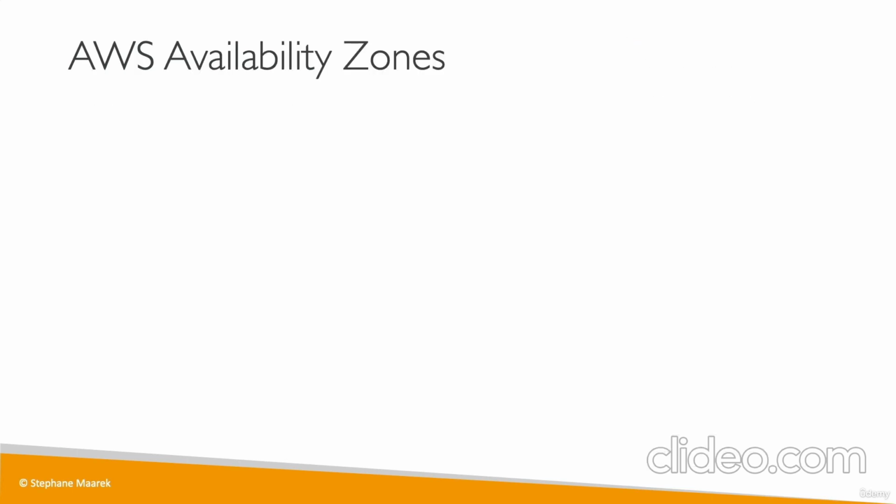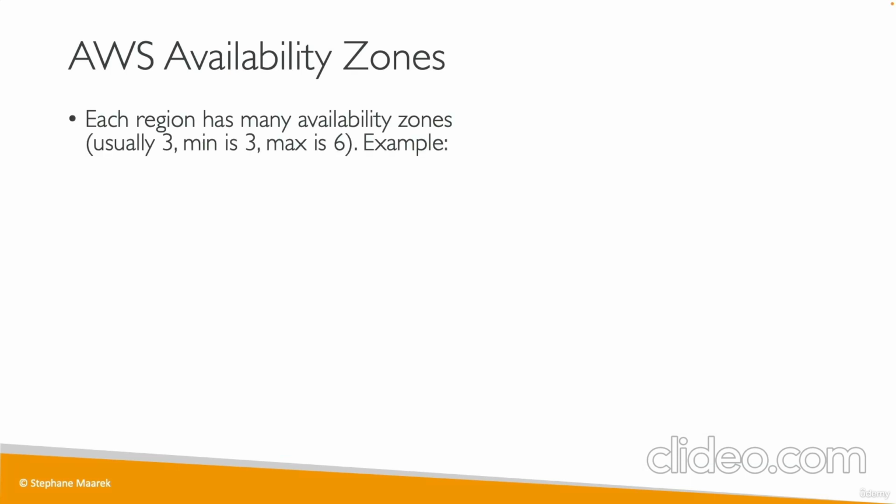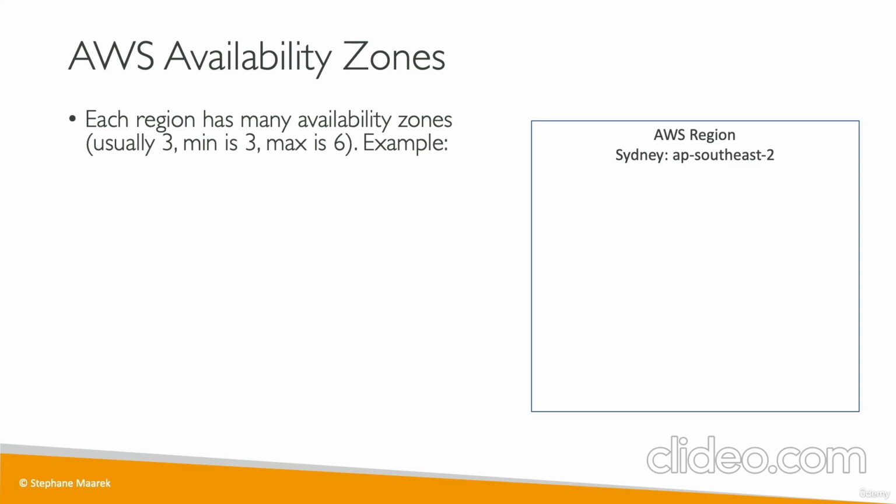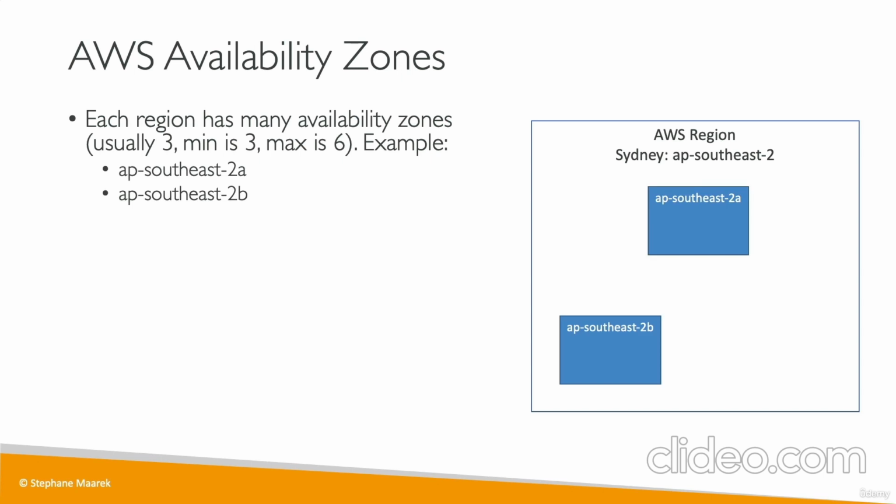Now, availability zones are what actually go into the region. Each region will have many availability zones, usually 3. The minimum is 3 and the max is 6, but really the usual is 3. So let's take the Sydney region as an example. The Sydney region code is AP Southeast 2. So we're going to have 3 availability zones in Sydney: AP Southeast 2A, AP Southeast 2B, and AP Southeast 2C.